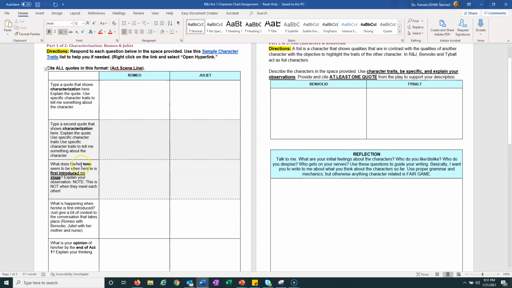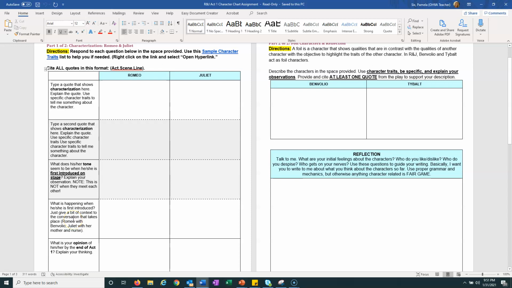You're going to look at their tone, right? Are they happy? Are they sad? Are they mad? Are they grumpy? Whatever they are, what's their tone when they're first introduced to the stage? This is not when they meet each other, because they haven't really met each other yet. This is when they're very first introduced to you as the reader. What do you feel their tone is? What is happening when they're first introduced?